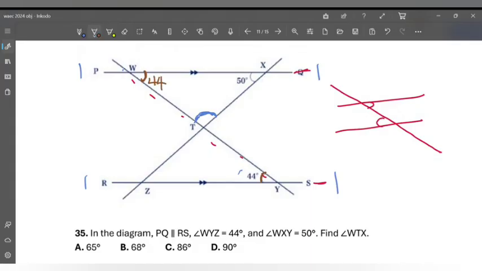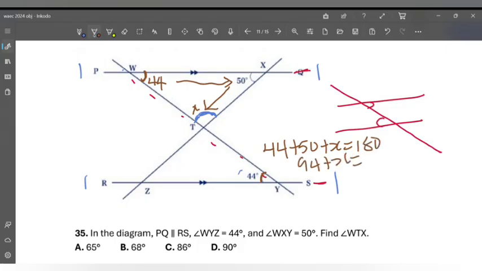All right, so now I know from sum of angles in a triangle that 44 plus 50 plus, call this my x, is equal to 180 degrees. So 44 plus 50 degrees plus x should give me 180 degrees, angles in a triangle. So that's 94 plus x is equal to 180. So x is equal to 180 minus 94, which is equal to 86 degrees.